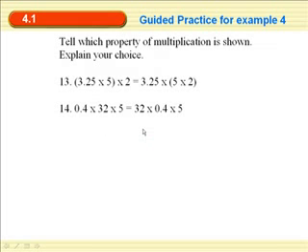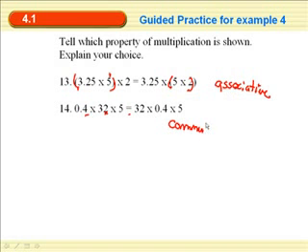So the last guided practice says, tell which property of multiplication is shown, explain your choice. So this one, notice they didn't change the order on this one. The numbers are in the exact same order. They changed the grouping symbols. So that's called the associative property. Sorry, associative didn't come out very good. This one, they changed the order of the numbers, which would be the commutative property.